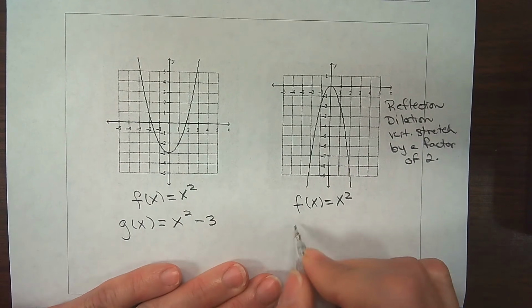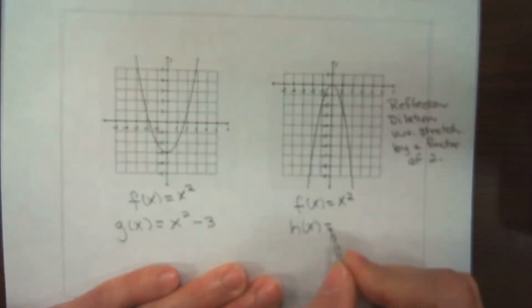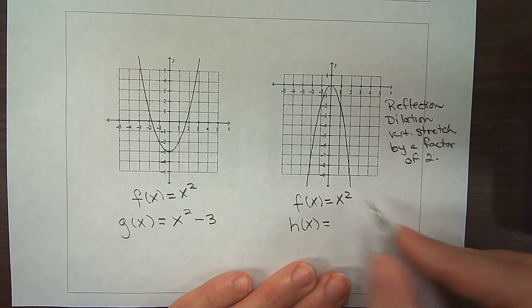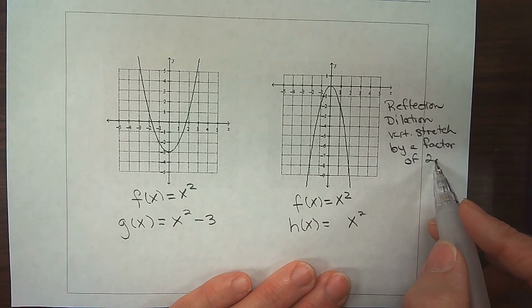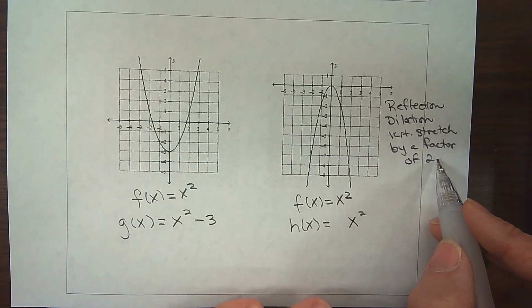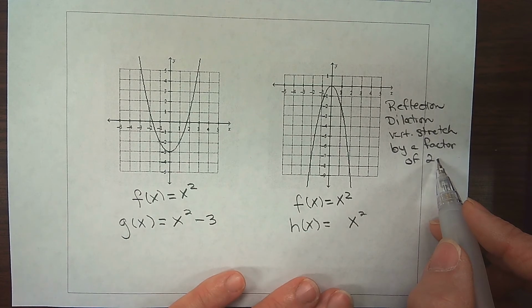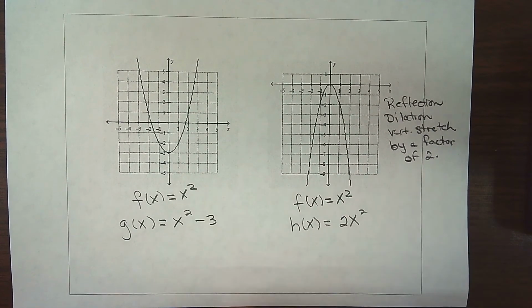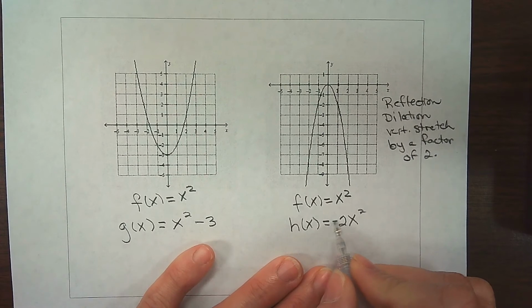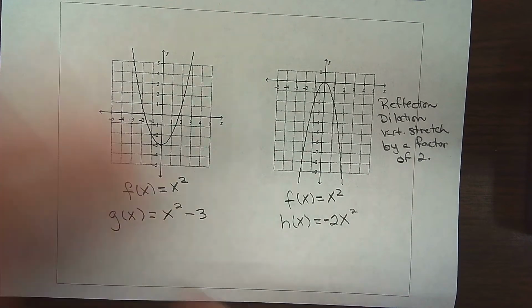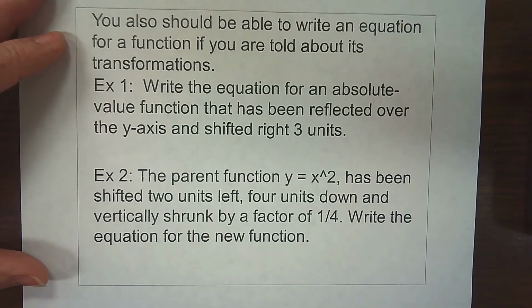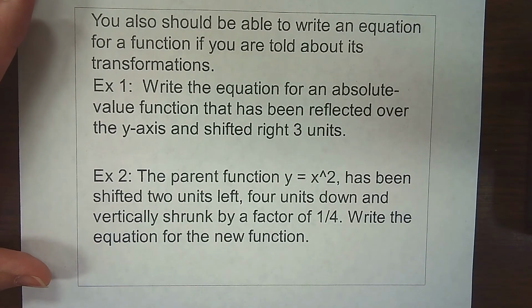So now when I go to write my new function, I'll call it h of x, I'm going to take that x squared, and both of these, the reflection and the dilation, are happening in regards to the y. So I need to multiply by 2 for the stretch, but I need to take the opposite for the reflection. So I'm really just multiplying the x squared by a negative 2. Okay. I want us additionally to be able to write equations for functions if they tell us something about the graph.